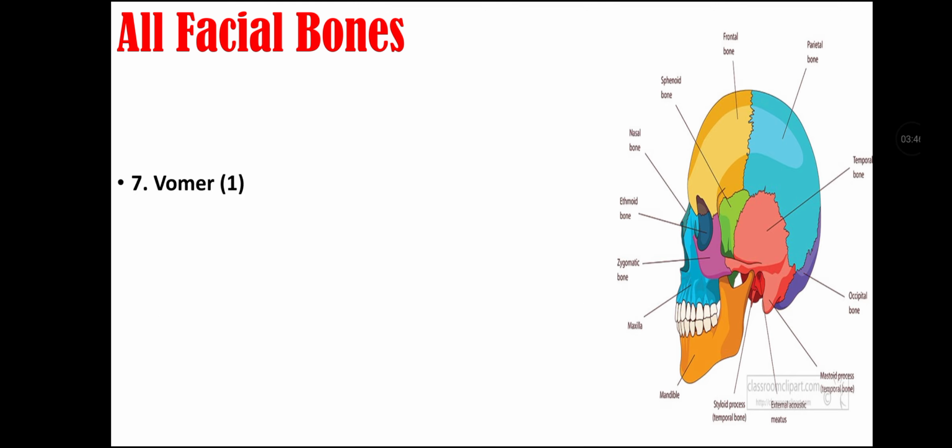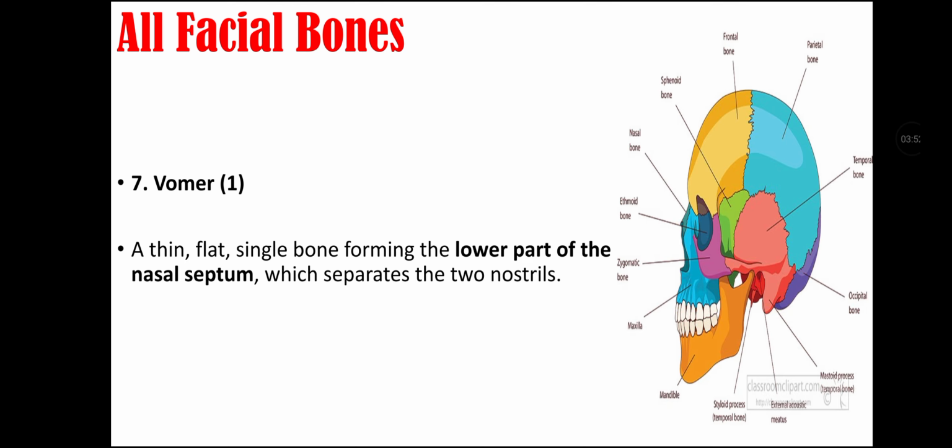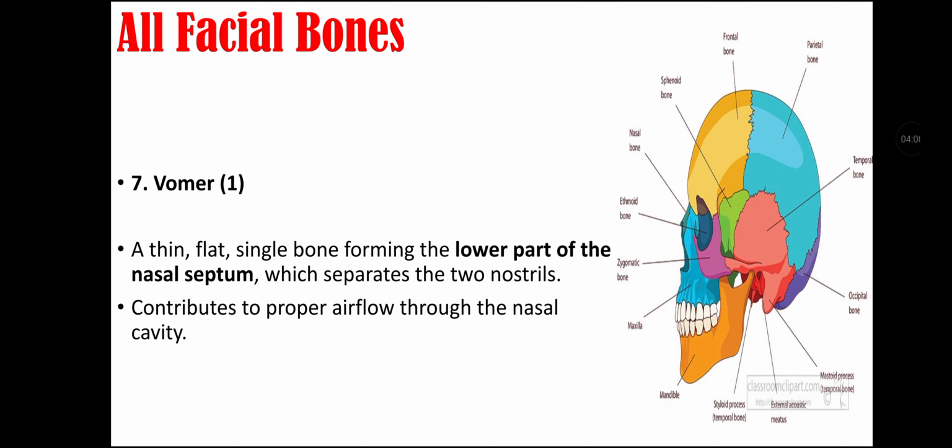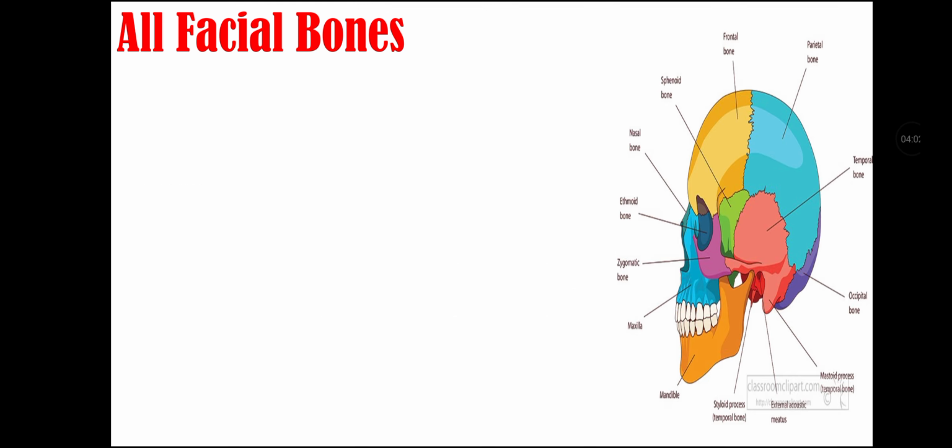Next facial bone we have is vomer, that is unpaired bone, that means there is 1 vomer in every skull. It is a thin, flat, single bone that forms the lower part of nasal septum which separates the 2 nostrils. It contributes to proper airflow through the nasal cavity.